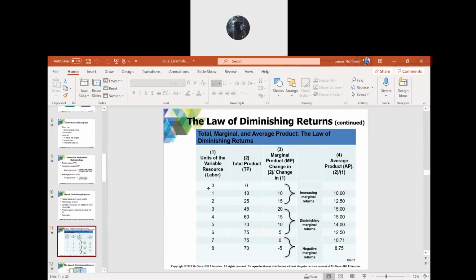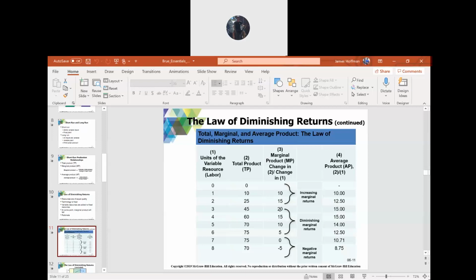So see how each time you add a unit of labor, you get more total product. But that only occurs at the beginning stages of the production. So see how the marginal change from going from 0 to 1 is 10. Okay, you went from 0 to 10. And then the marginal change going from 1 to 2 is 15.